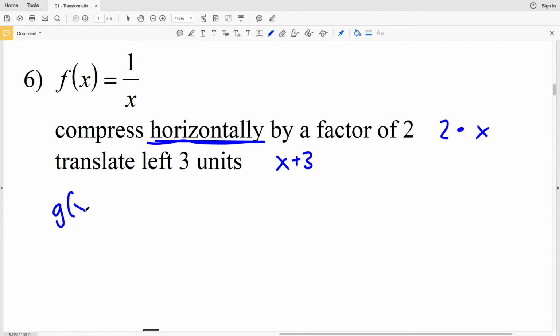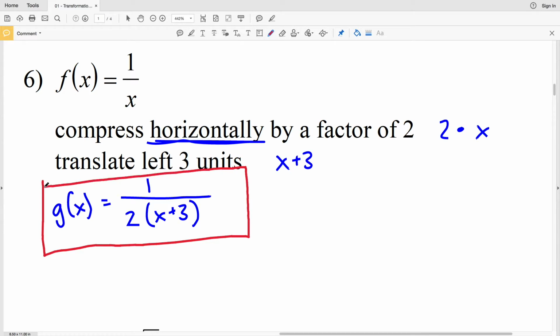So now g of x is going to equal 1 over, taking into account moving left, that's going to be x plus 3, and that new variable value will get multiplied by 2. Because if we multiply 2 to x at the start, that's not going to translate it left as we want to. So we want to translate left within those parentheses and then multiply by 2. So g of x equals 1 over 2 times x plus 3. So we're moving first and then compressing or expanding.